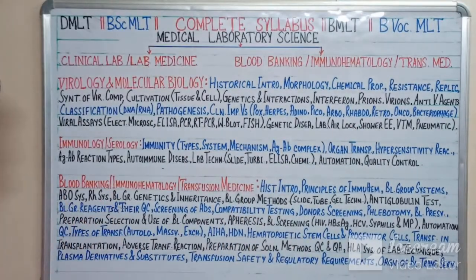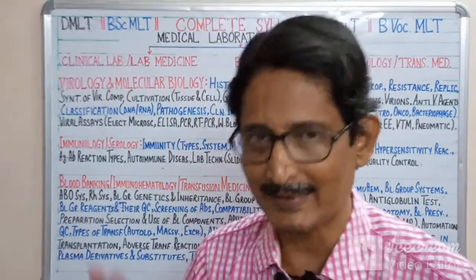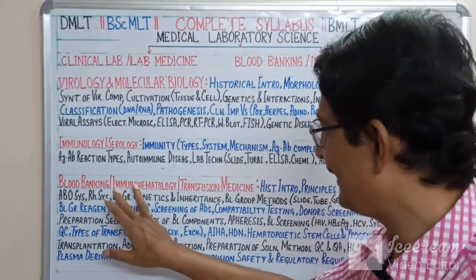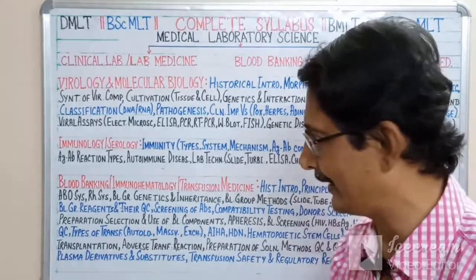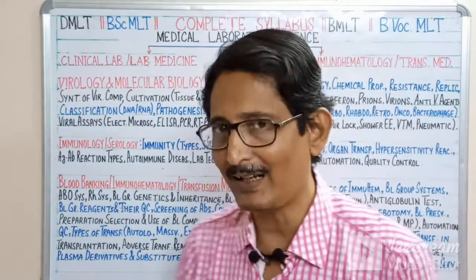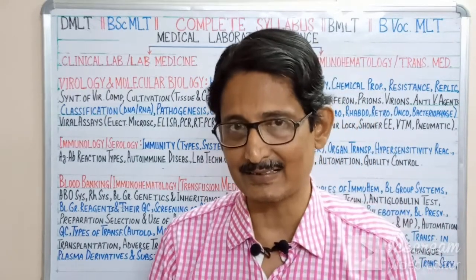Now the blood bank chapter is called immunohematology. Somehow it differs from serology. Immuno means that an antigen-antibody reaction is occurring there. So what is the antigen here? Here the antigen is over the red cells.